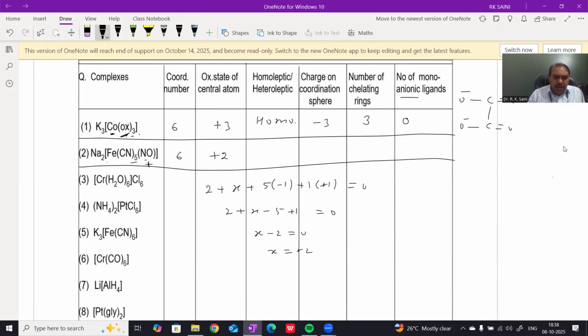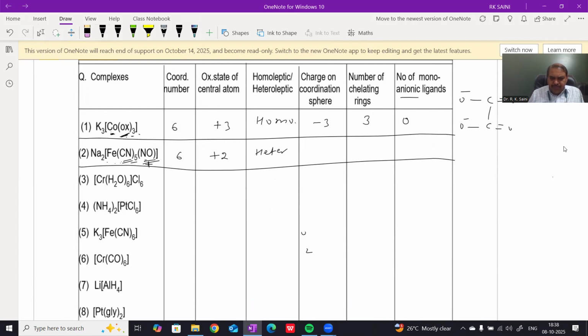In sodium nitroprusside, this compound is commonly known as sodium nitroprusside, and it is used for the test of sulfide ion. Is it homoleptic or heteroleptic? It is a heteroleptic complex because more than one kind of ligand is attached to the central atom. Therefore, it is heteroleptic. Charge on the coordination sphere: after removal of 2 sodium, the charge of the coordination sphere is -2.